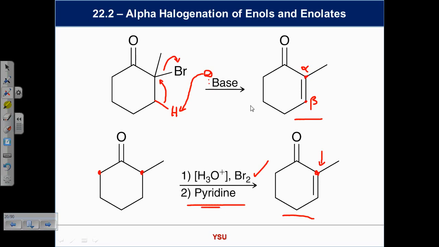Pyridine's not that strong a base, but it's strong enough. And we'll talk about these compounds being desirable later. What is the relationship between those two double bonds? They are conjugated. Absolutely, they are conjugated. And so you don't need a very powerful base here because that conjugation is going to really help you out. Okay?